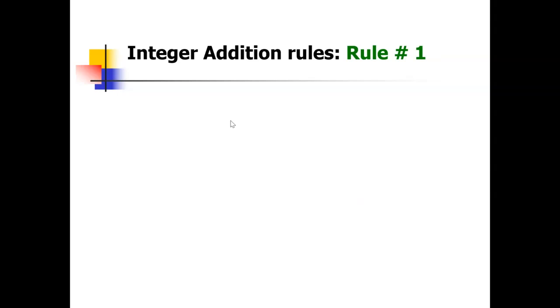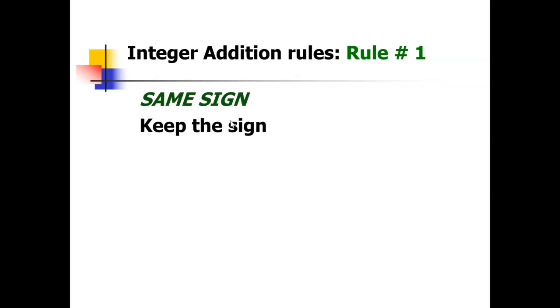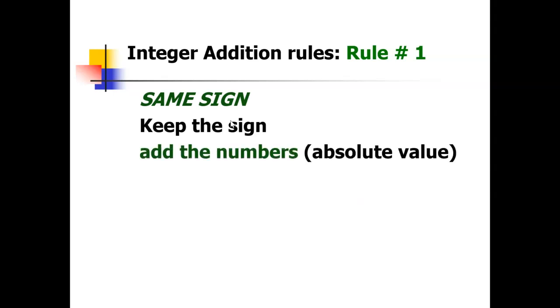First, rule number one. Rule number one is for the same sign, when the two numbers are positive or the two numbers are negative and you're trying to add. You add the numbers and you keep the sign. That's all you need to remember. When we're adding the numbers, we're adding in terms of absolute value, especially if the numbers are negative.